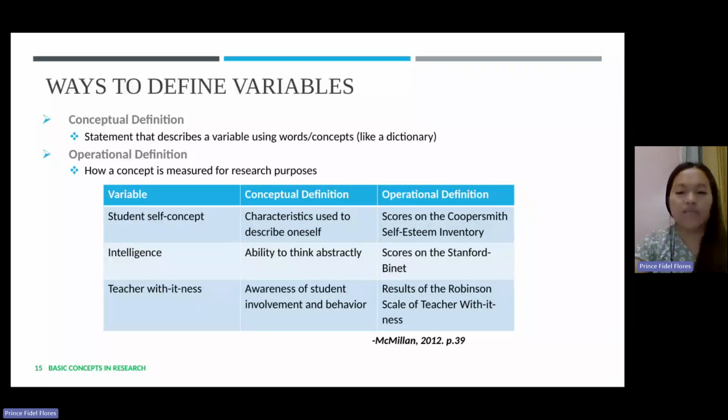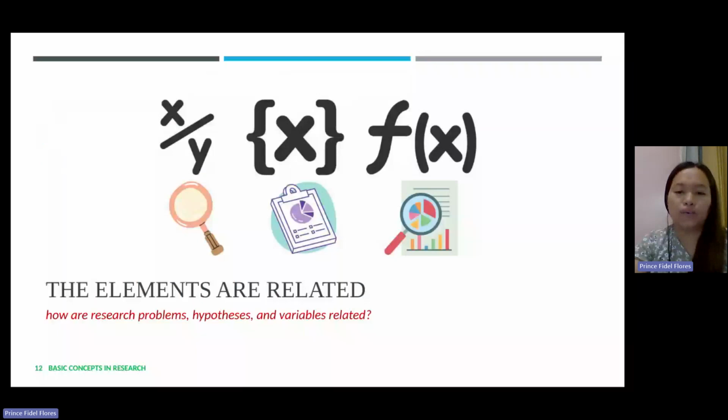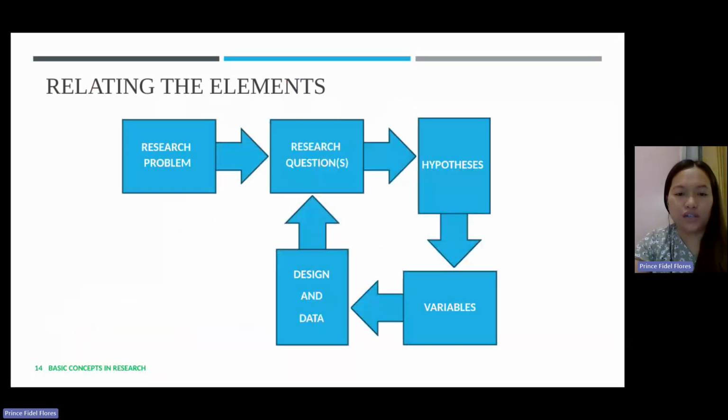Research problems, hypotheses, and variables relate not only to each other, but to all the other aspects of research design. This is an illustration of the relationships and the flow between the different elements of a research project. Research problems are the first step, and we develop research questions about those problems to create a meaning for why the study matters. Next, we formulate hypotheses that help us to focus the research by identifying what we think the answers to our research questions will be, or what we expect to find from our study.